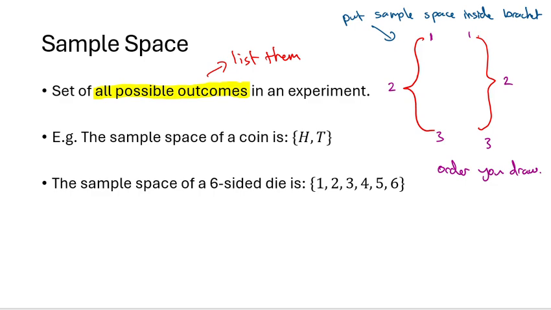So just going through some examples. The sample space of a coin is heads and then tails. Make sure you list them out and you put a comma in between every single one of them. And then you have the sample space of rolling a six-sided die is 1, 2, 3, 4, 5, 6. Make sure you list them out properly. Okay.